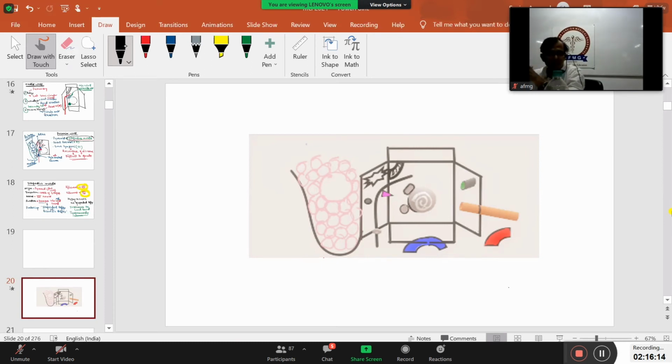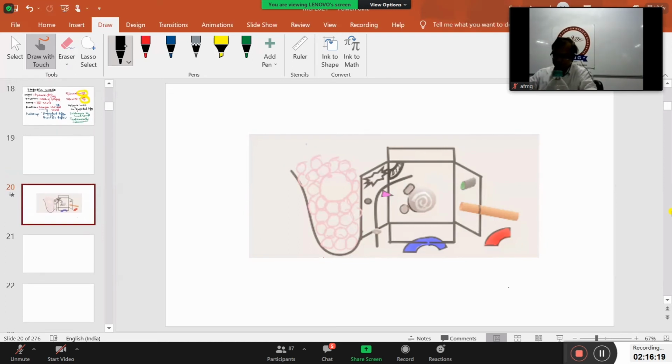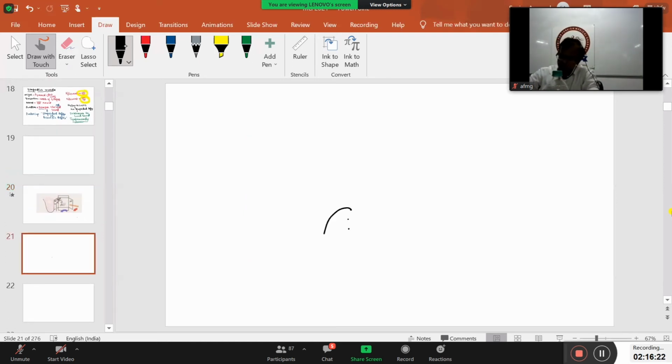The shape of an egg. If I have to draw the egg shape, don't draw this, I'll draw it like this.